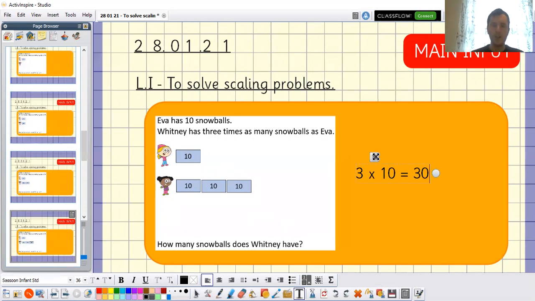As a bit of an extra challenge here now, who can tell me the difference in the number of snowballs between the two friends here? What's the difference between them? And I remember to work out the difference between two numbers, I subtract them. So 30 subtract 10 is equal to 20. The difference between 30 and 10 is 20. Or you could say Whitney has 20 extra snowballs compared to Eva.